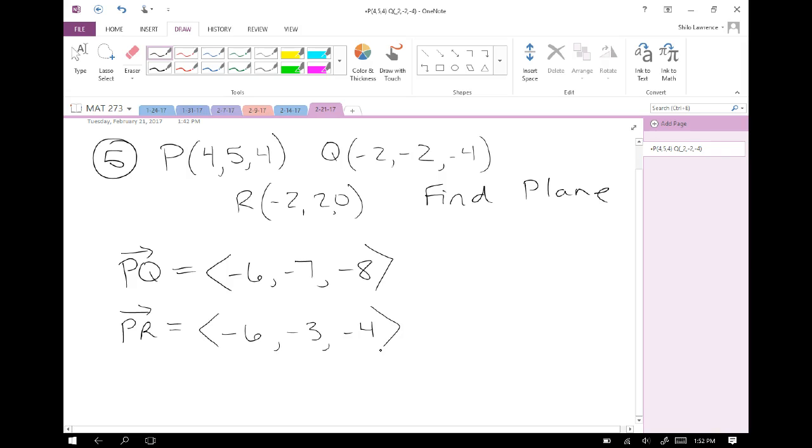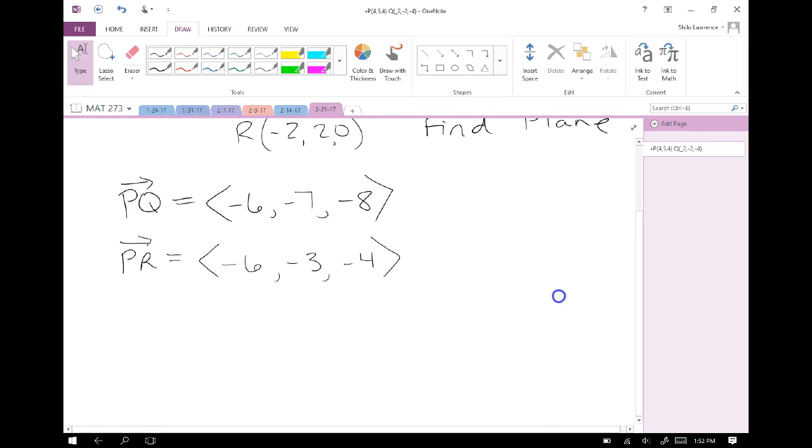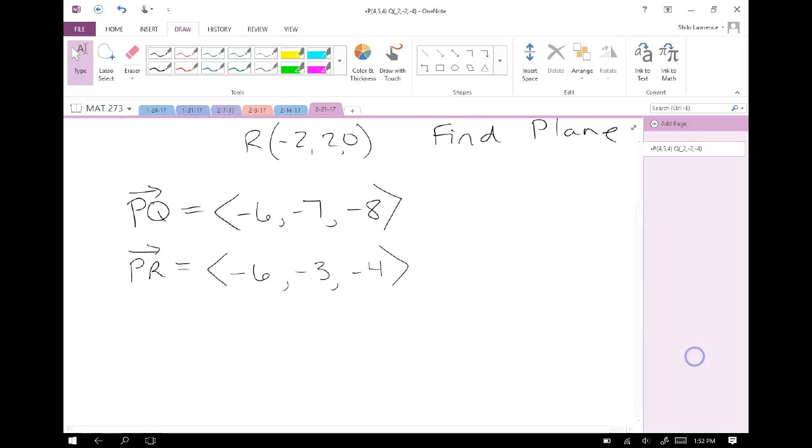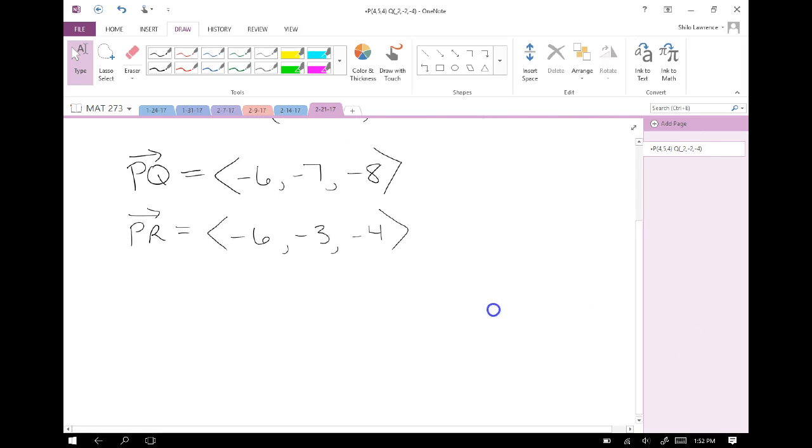So both of these vectors are in the plane because they were created with points in the plane. So if we do a cross product between them, a cross product always gives us a vector that is normal to the two vectors we plugged in. And since both of those vectors are in the plane, the cross product will be a vector that's normal to the plane.